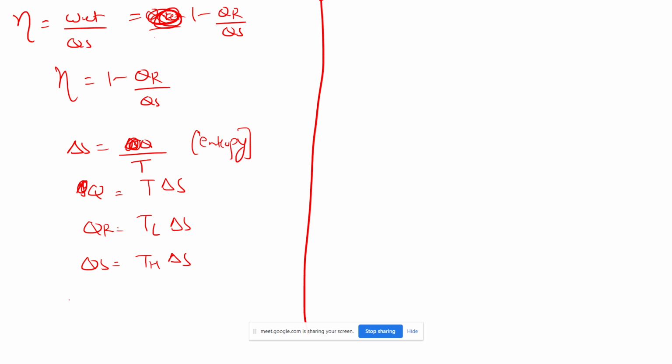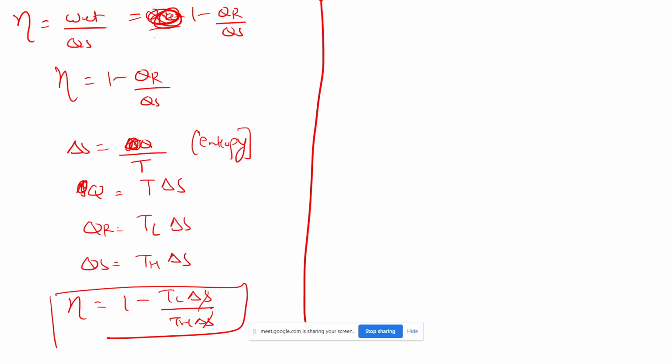Okay, so efficiency, how will it change now? T lower into del S upon T higher into del S. Okay, this is the derivation of the Carnot cycle efficiency: 1 minus T lower upon T higher. Okay, this we can write.